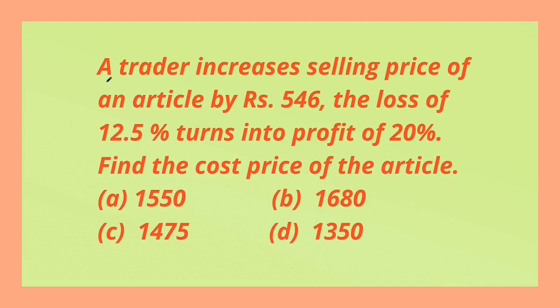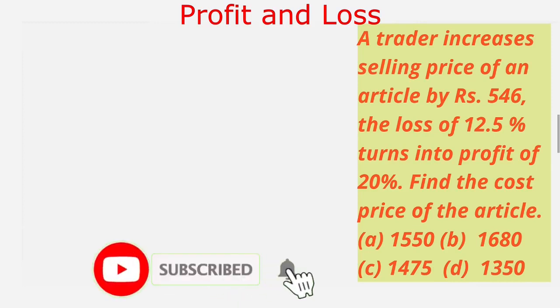Our question is, a trader increases the selling price of an article by rupees 546. The loss of 12.5% turns into a profit of 20%. Find the cost price of the article. The given options are option A 1550, option B 1680, option C 1475, option D 1350.